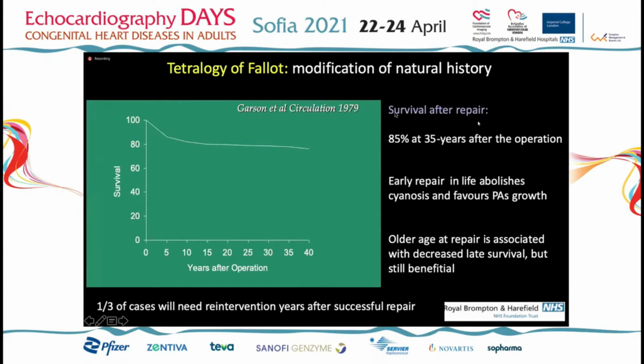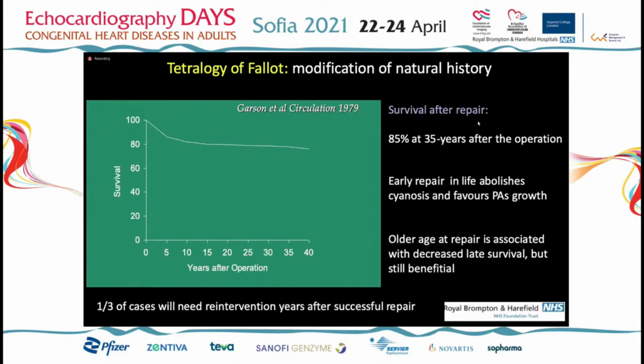We know as well that patients who undergo surgical repair have much improved survival, with 85% of them living more than 35 years after the initial operation. We also know that early repair in life is much better than late repair, though repair at any age, provided there are no increased pulmonary artery pressures, is beneficial. Early repair carries less risk of chronic cyanosis and also favors the growth of the pulmonary artery. All that reflects much less morbidity and mortality, and much better survival in our patients.